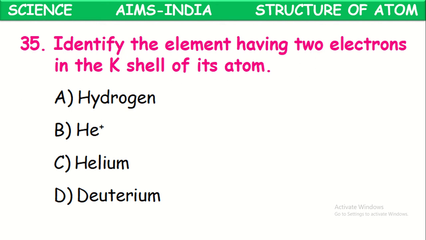identify the element having two electrons in the K shell of its atom. Two electrons in the K shell means two electrons in the first shell. We know hydrogen has only one electron. He plus has only one electron. What about helium? It has two electrons. Deuterium also has only one electron. Only helium has two electrons in the K shell.